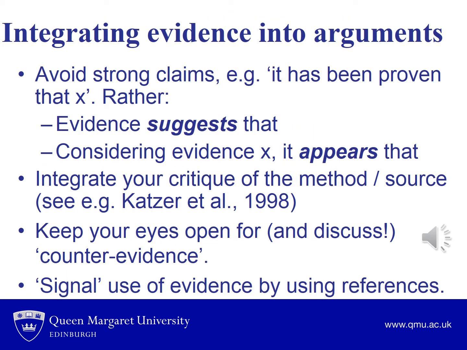Other things to consider for academic arguments are given in this slide. Carefully consider the language. It is better to avoid strong claims. You could qualify your claim a bit more by stating what it is you are basing it on. For example, evidence suggests that this medicine is useful with this condition. It is also useful to integrate your critique of the source or method in the argument and always be open to and try to include counter evidence. Also, signal to the reader that you have used evidence extensively by using appropriate references.